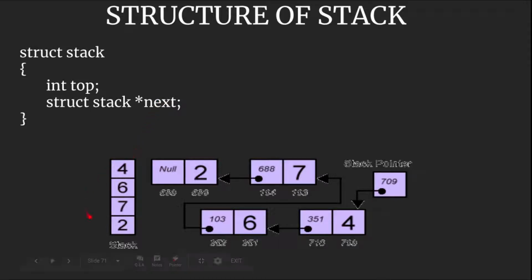In this diagram we can see that the stack is 4, 6, 7, 2 and 4 is the top of the stack. So now if we implement it as a linked list, then the linked list would look like this. 4 points to 6, 6 points to 7 and 7 points to 2. 2 is the element which is at the bottom of the stack and 4 is the top of the stack.